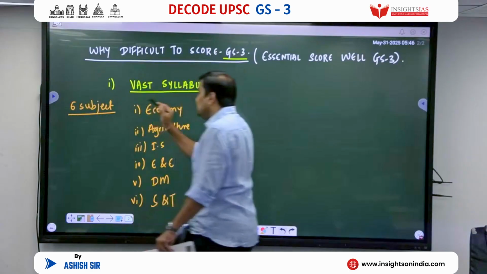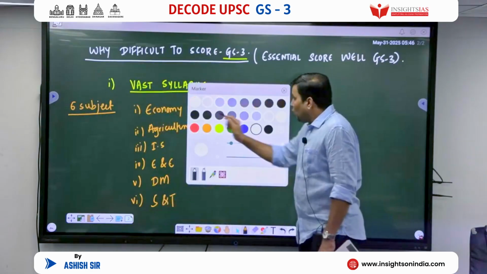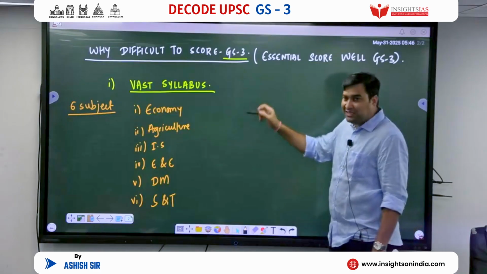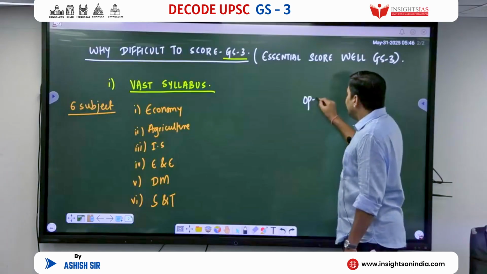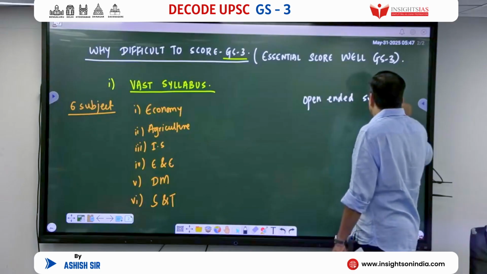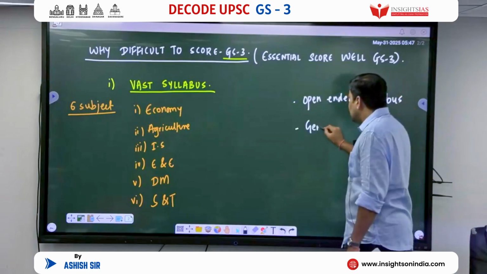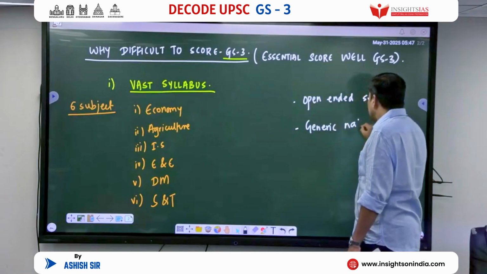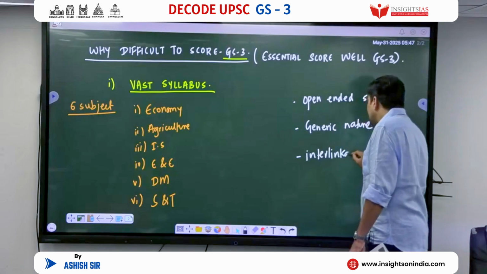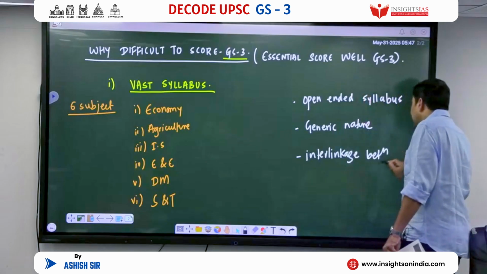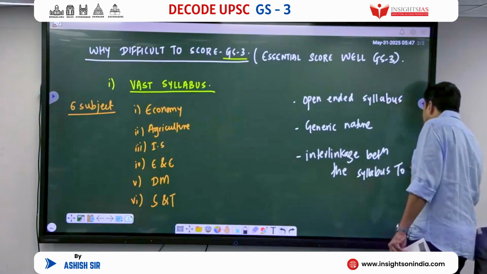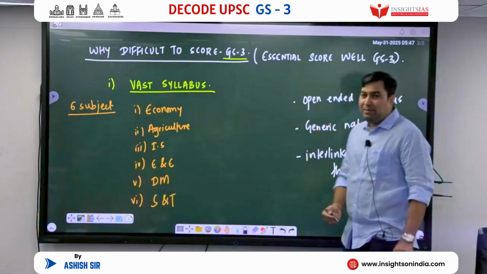Now, in all these 6 subjects, the first and foremost major problem is that the syllabus is vast, and secondly, the syllabus is open-ended. Second, the generic nature of the syllabus. And interlinkages between the syllabus topics. These are the basic 3 points. Let me try to elaborate upon each of these.